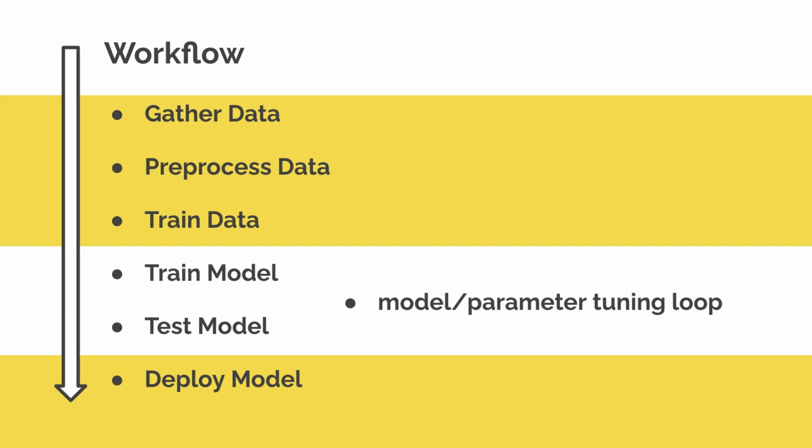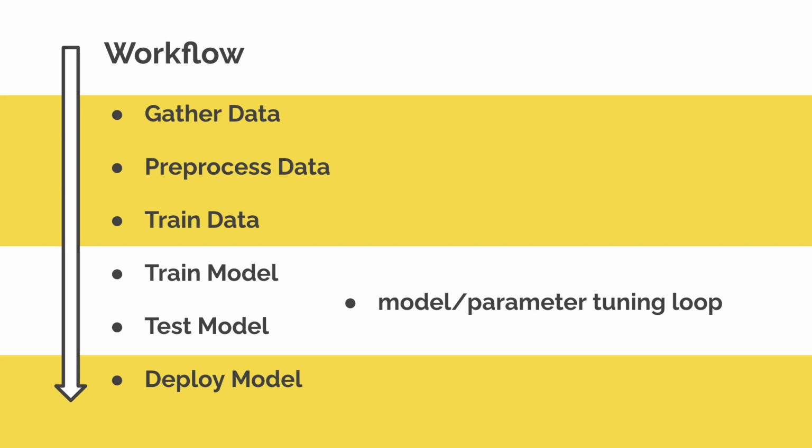Inside of this improvement loop is the training of the model and also the testing of the model, because the model performs one training and then it tests itself to see how accurate of results it gets, and then it will retrain again and retest and retrain and retest until it has high accuracy. And that is known as the model or parameter tuning loop.